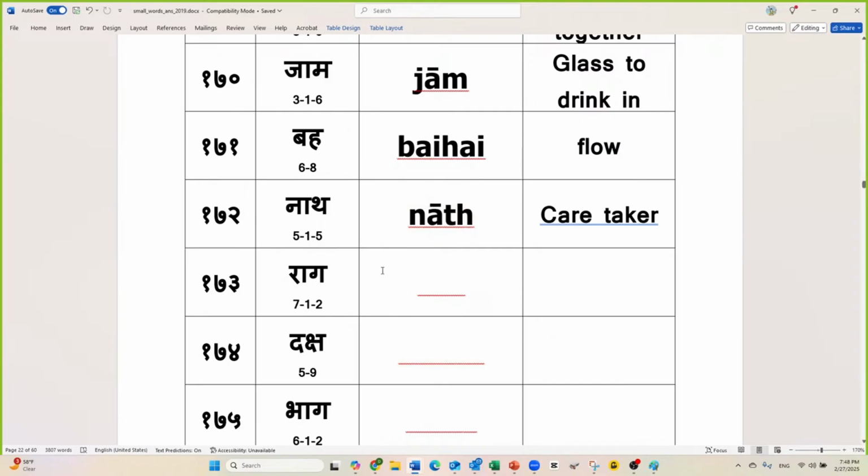Rag. Now, rag is a type of song in Indian classical music. So you can just simply write Indian song. There are different rags in Indian classical music.